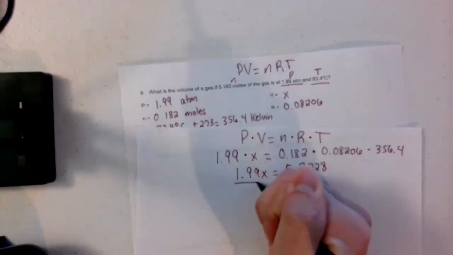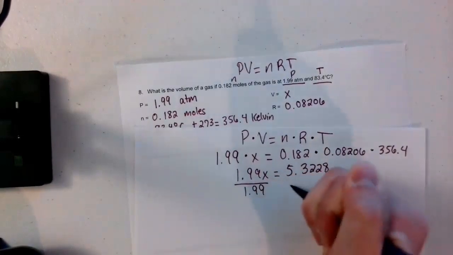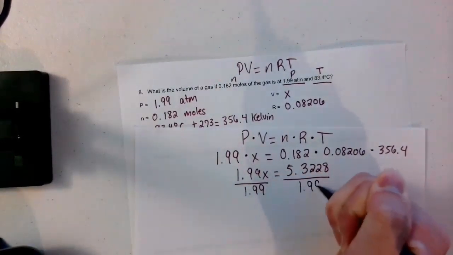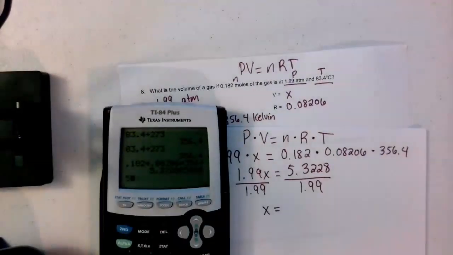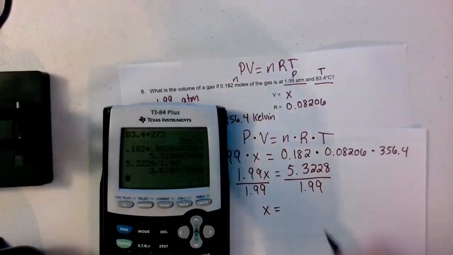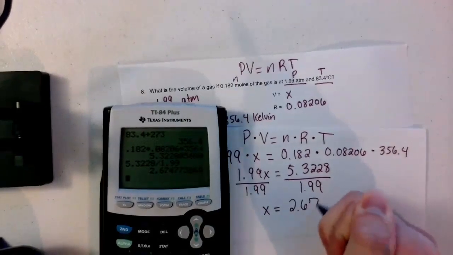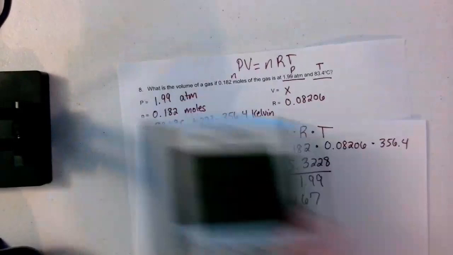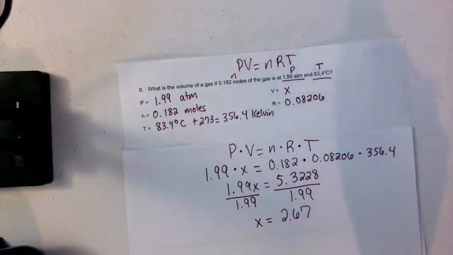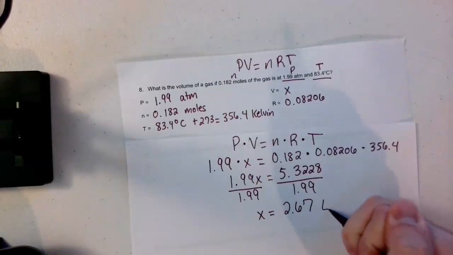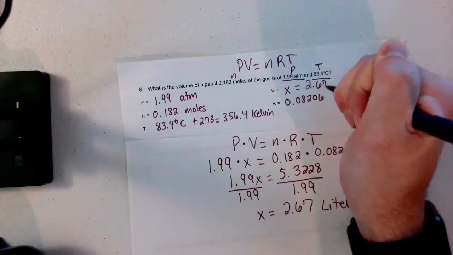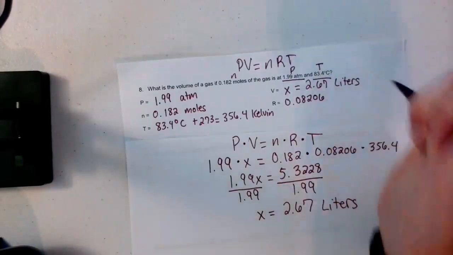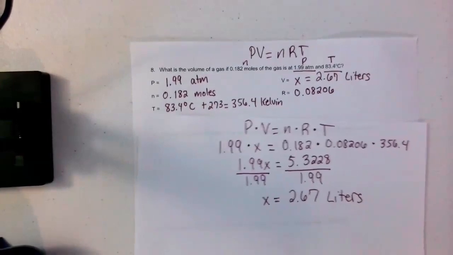Alright, to get the x by itself, I'm going to divide both sides by this 1.99. Okay? And x is going to be equal to 5.3228 divided by 1.99. The answer that I have is 2.67. And the units for volume for the ideal gas law have to always be in liters. So this is going to be 2.67 liters. So x is going to be equal to 2.67, and it's in liters just like that. Okay? So that's how you do that one.